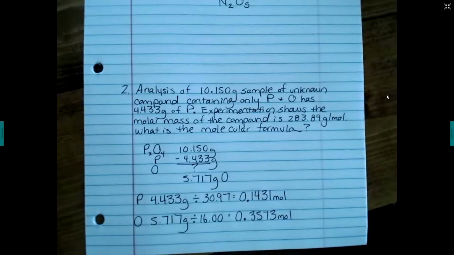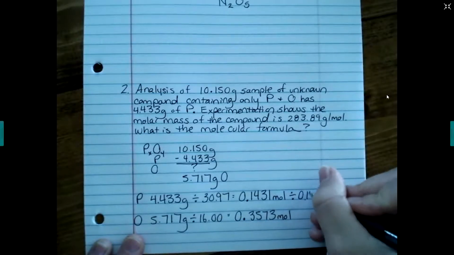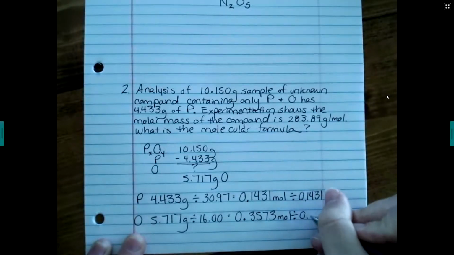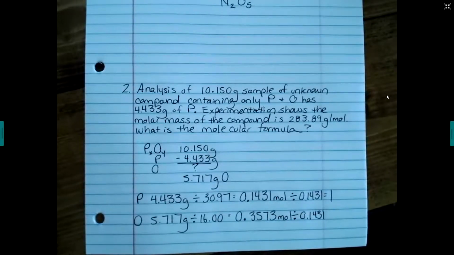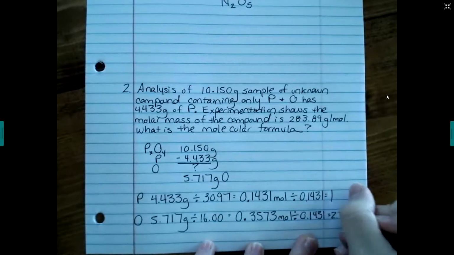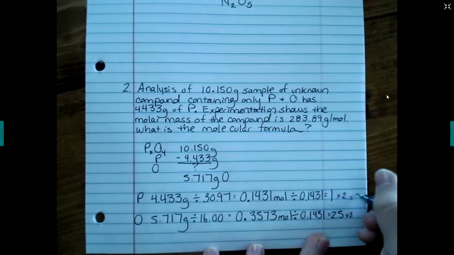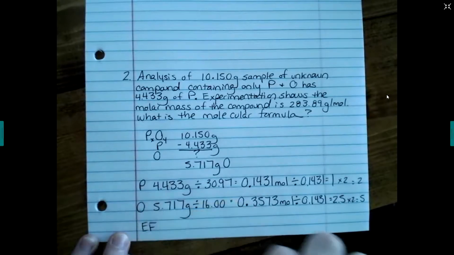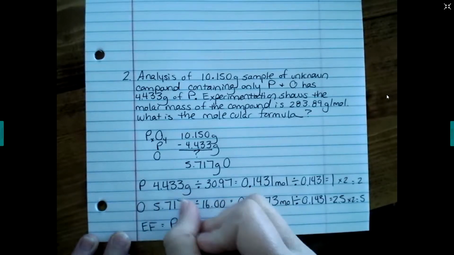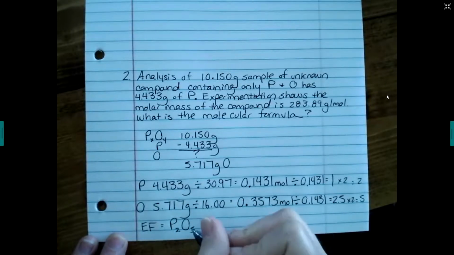And now I need to divide both of those by the smallest number, which would be the one next to phosphorus. Get 1 here. And for this one, I get 2.5. So we know what to do here. Multiply both of those by 2. 2, 5. So the empirical formula for this compound is P2O5.